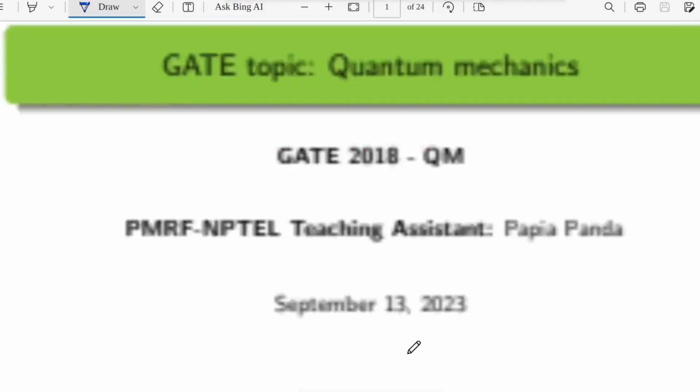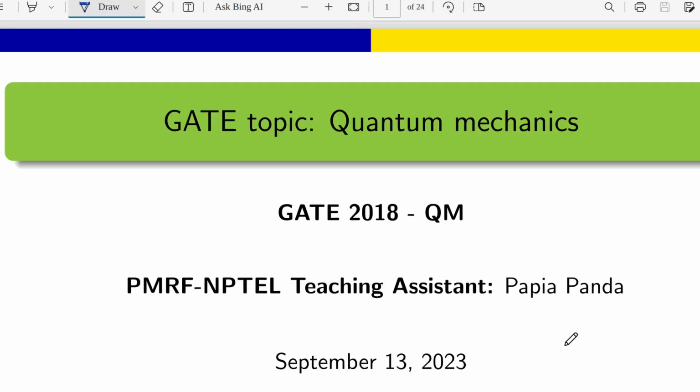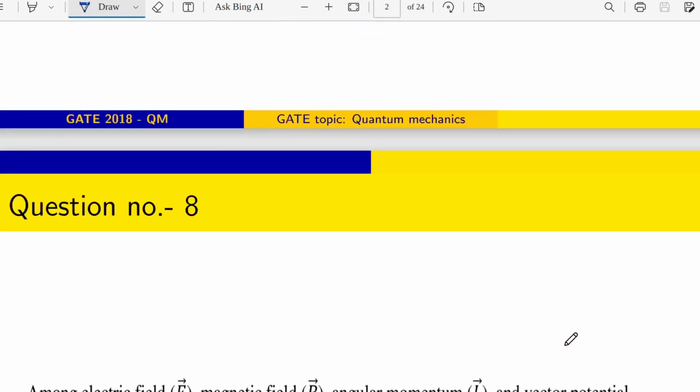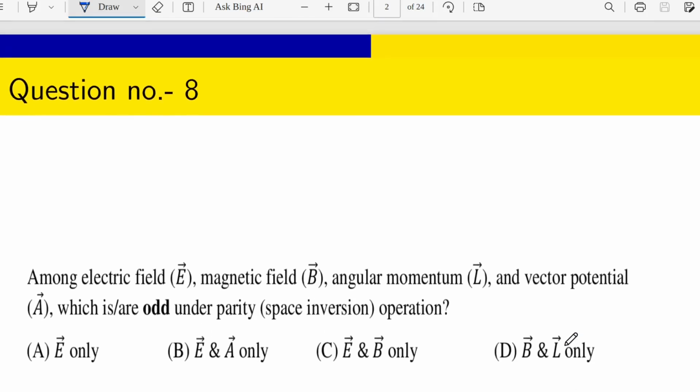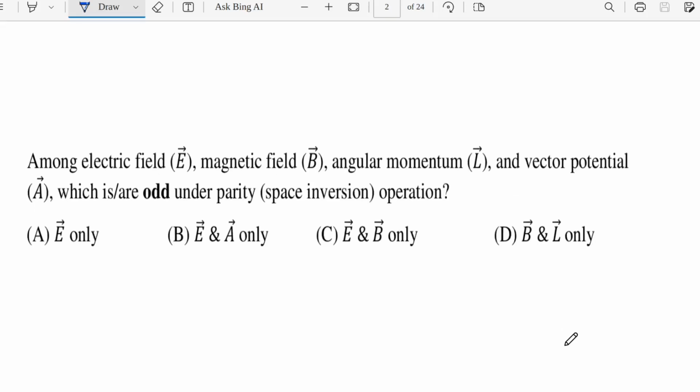Okay, so I'm going to start from the very beginning as all the people have joined. This is the GATE topic, quantum mechanics, and we are talking about the GATE 2018 question paper, and from that question paper I am taking question number 8. And what is the question here? Among electric field E, magnetic field B, angular momentum L, and vector potential A, which is or are odd under parity space inversion operation. And the 4 options are E only, E and A only, E and B only, and B and L only.